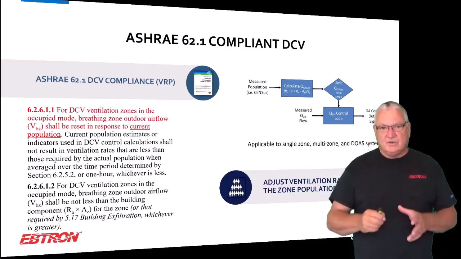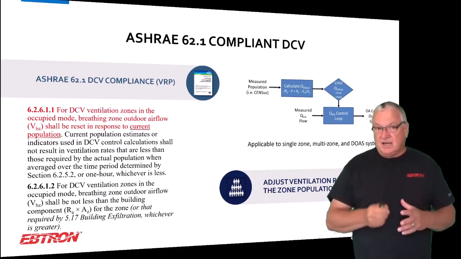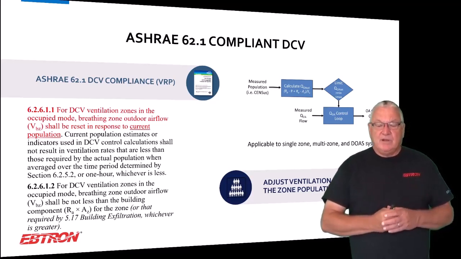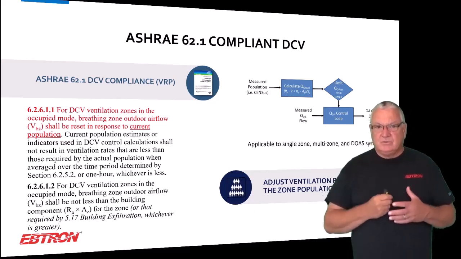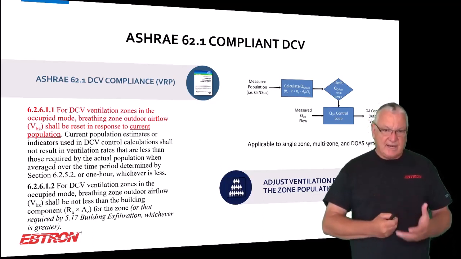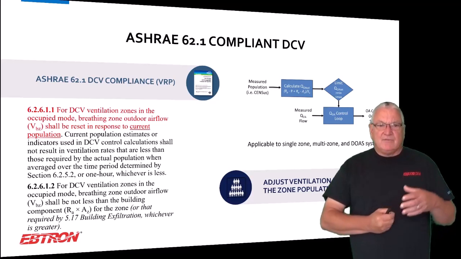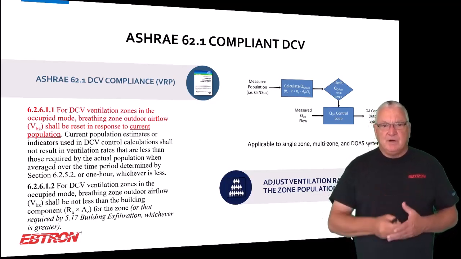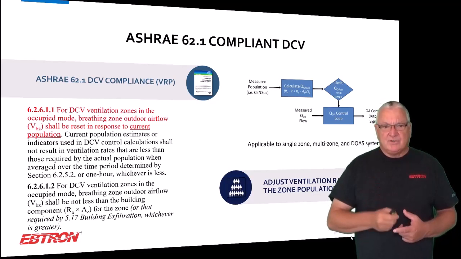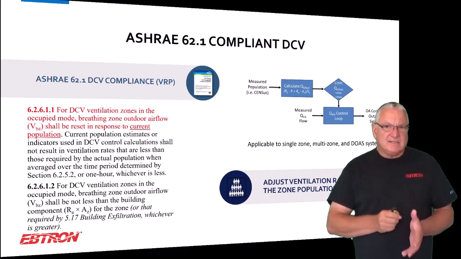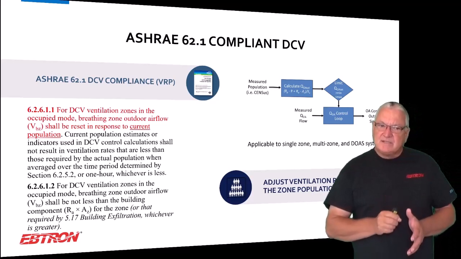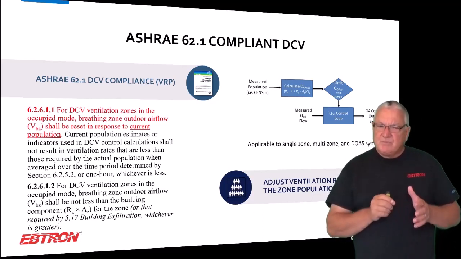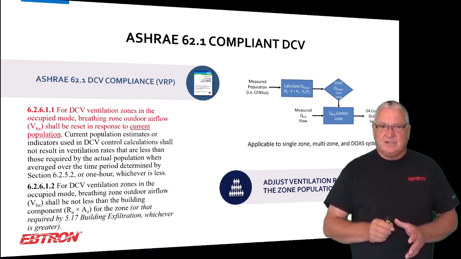DCV, demand control ventilation, is required in a lot of areas, and if you're dealing with ASHRAE 62, ASHRAE 62 compliant DCV, what's the definition? Well, what I have there in red is the most important thing. For DCV ventilation zones in the occupied mode, breathing zone outdoor airflow shall be reset in response to current population. It's really not based on CO2 levels. Whenever anybody's using CO2, they're doing it for estimates, but they're not really meeting the requirements of standard 62 to the letter the way it's currently written.